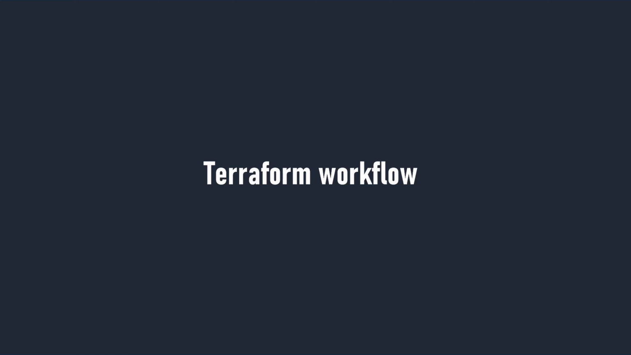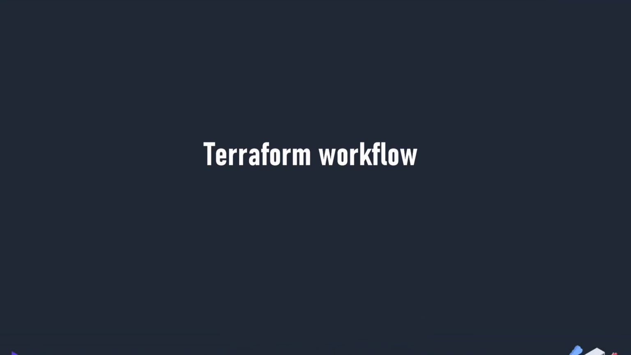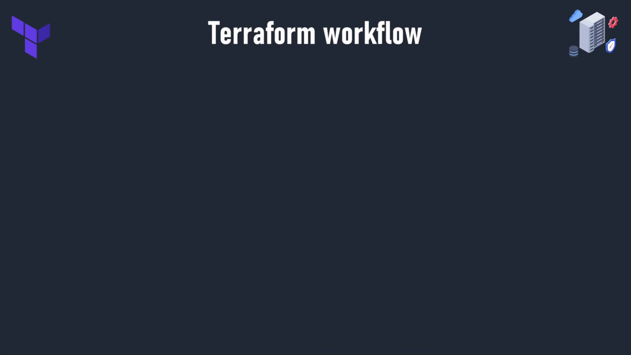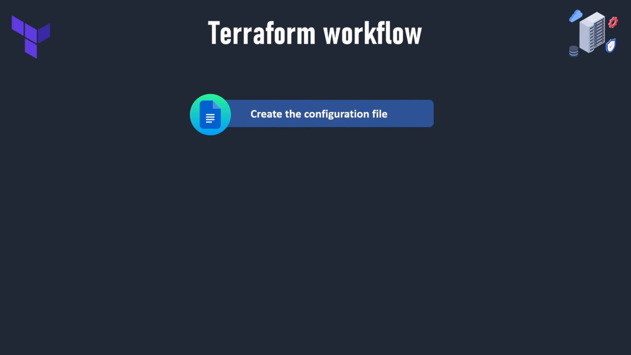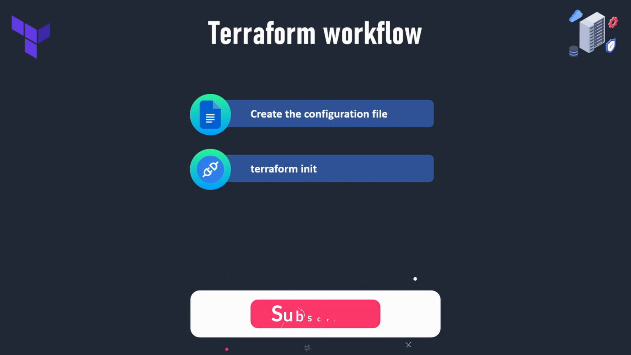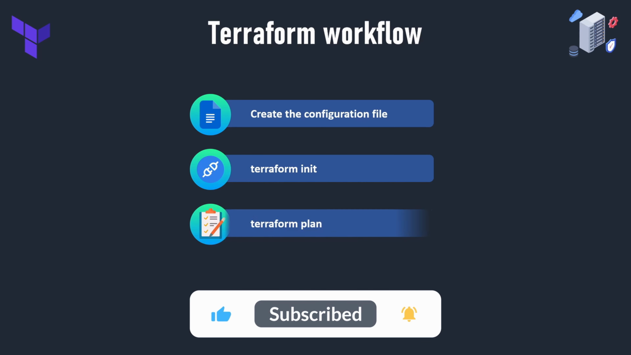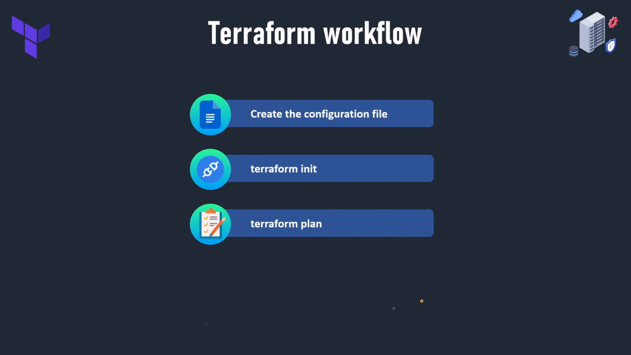In this lecture, we will take a closer look at the Terraform workflow. The Terraform workflow consists basically of 4 main steps. First of all, creating the configuration file, then running the Terraform init command, and after that running the Terraform plan command, and finally running the Terraform apply command. Let's see what happens in each step in more detail.